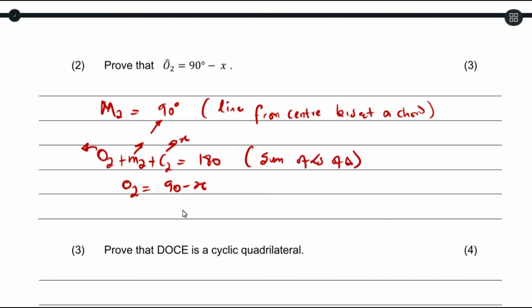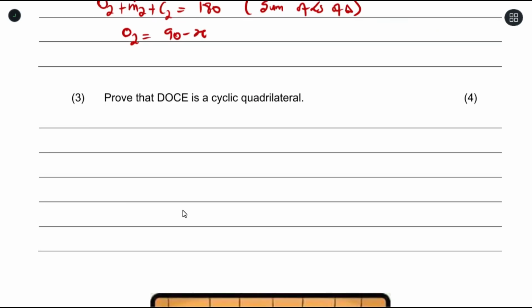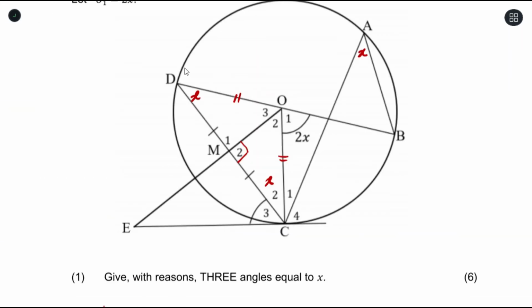That's it. Now for 3, they said prove that DOCE is a cyclic quadrilateral. So we're trying to prove that DOCE is a cyclic quadrilateral. Now, whenever you're proving a four-sided shape is a cyclic quadrilateral, there are 3 ways of proving them, right? So real quick, there are 3 ways of proving them. The first one is this.